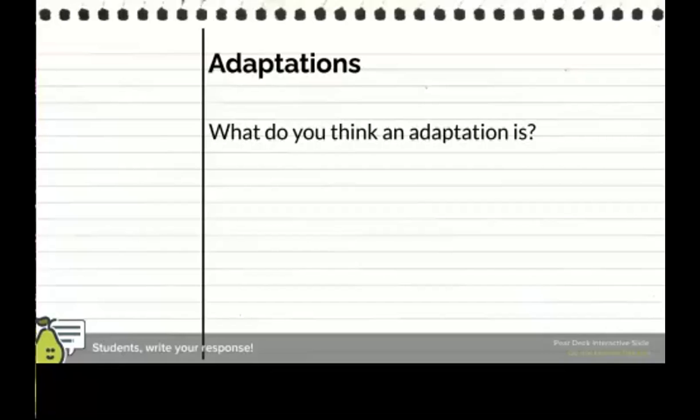To blend into the environment. Okay. Angelica? Like an organism's body getting used to the environment around them so that they can survive. Okay. Karika? I think it's when an animal is able to get used to and make use of their surroundings based on their needs. All right. Faith?